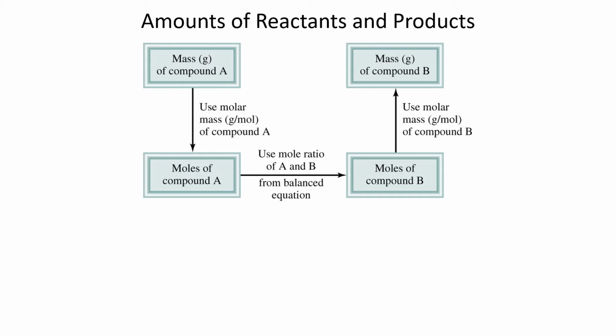Here's a diagram that outlines the basic steps in stoichiometry. We're starting with a mass of a particular compound A, and we can use the molar mass of that compound to convert to moles of that compound. Then using the stoichiometry from the balanced equation, the coefficients or mole ratios, we can convert from moles of A to moles of B. And then using the molar mass for compound B, we can convert from moles of B to grams of B. So the basic process is grams of A to moles of A to moles of B to grams of B. But first we need a balanced equation.